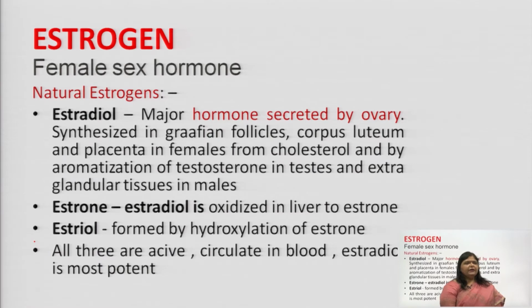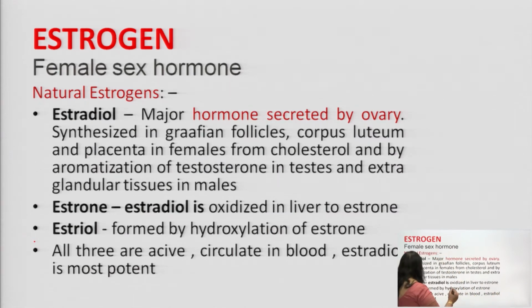Now, in our earlier lecture, we talked about the male sex hormone, androgens, of which the major one was testosterone. In this lecture, we will talk about the female sex hormones, which are the estrogens and the progesterones. This lecture will mainly focus on one hormone, the estrogen. Now, estrogen is a female sex hormone. Like we classified in the earlier case also, estrogens can be classified as natural ones and synthetic ones.